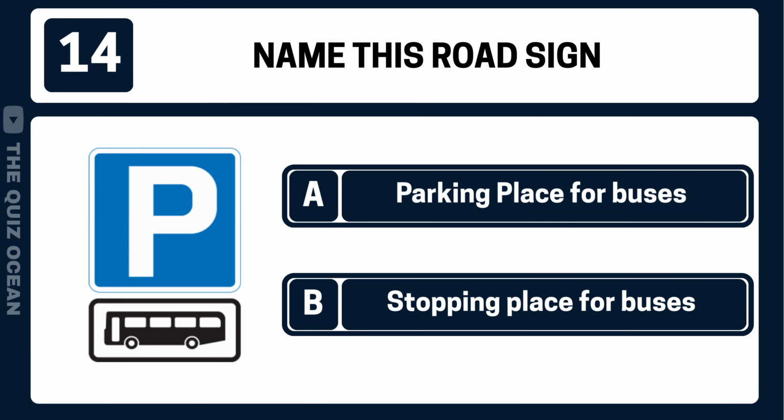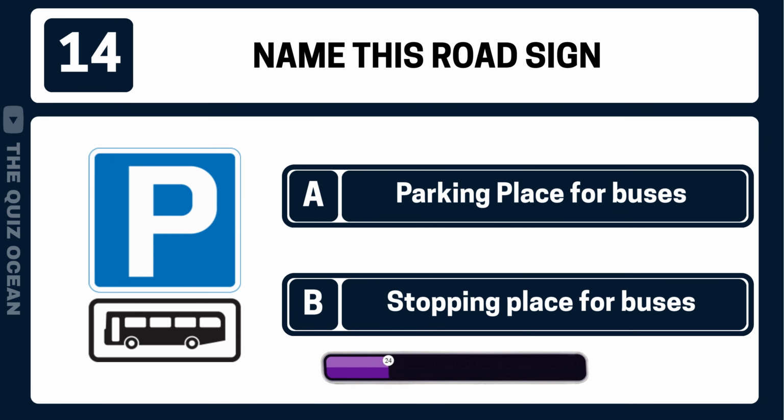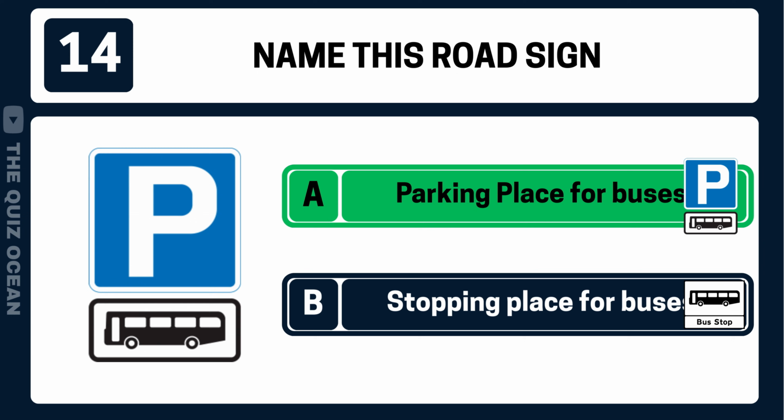Name this road sign. A. Parking place for buses. B. Stopping place for buses. Excellent. This sign marks a designated parking place for buses.